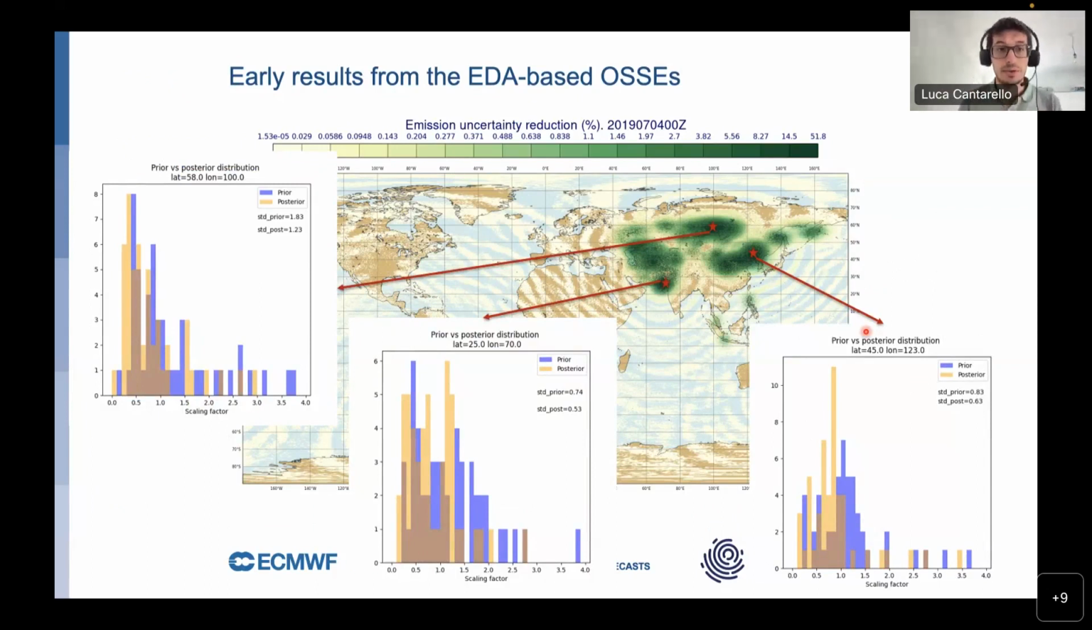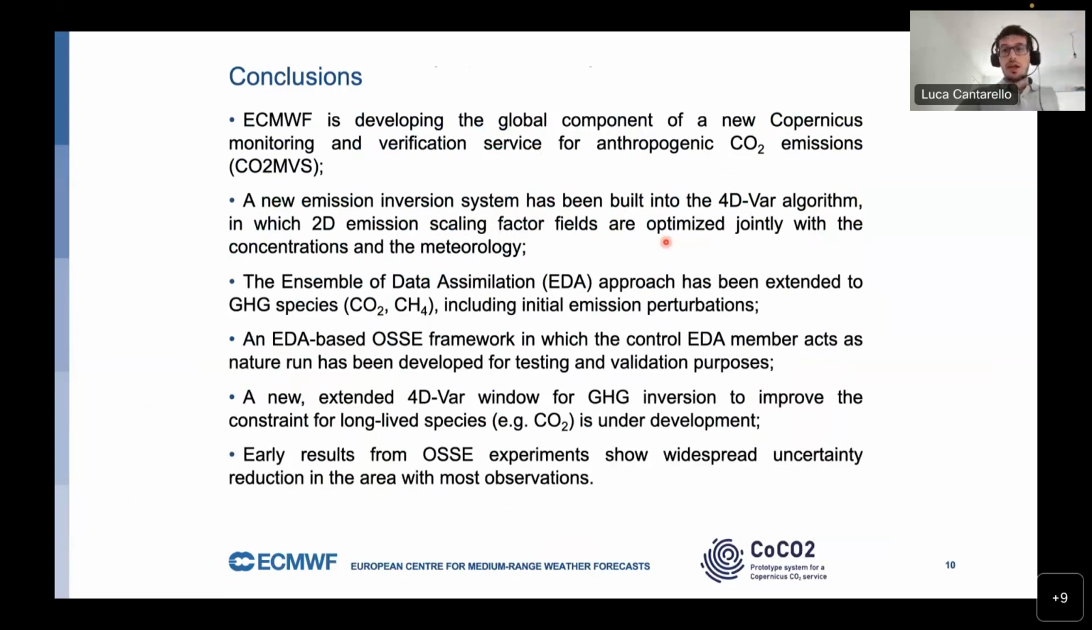So here the prior is in purple and the posterior is in yellow, and you can also see the value of the standard deviation of the prior and the posterior for a few locations where the signal is particularly strong. Okay, so this was my last slide.